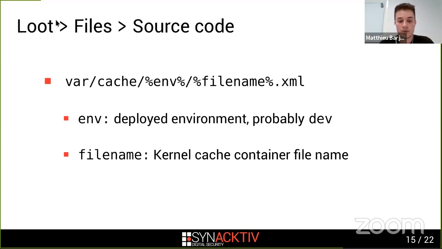And the file we are really interested in is the kernel cache file, because in this file you will find all the parameters that have been passed to the kernel, and also the services, the PHP classes that have been registered for your application. And with the PHP namespaces that you will find in this file, you will be able to guess the file path and extract the source code.